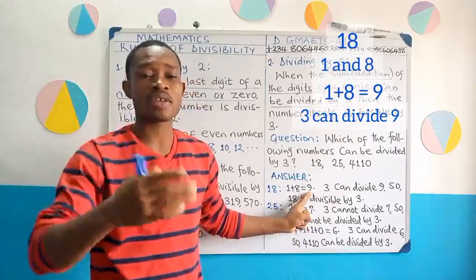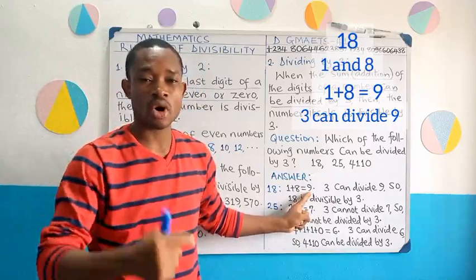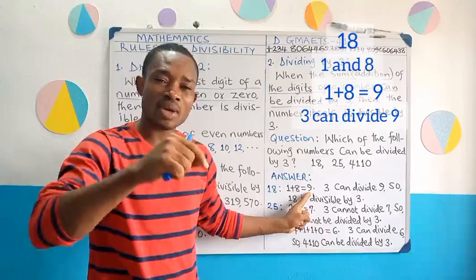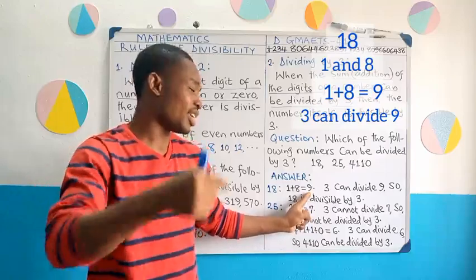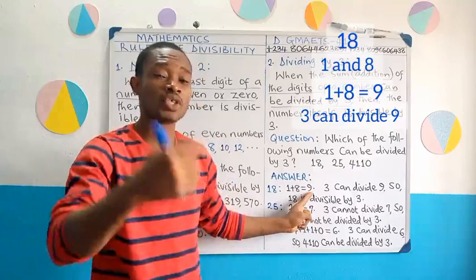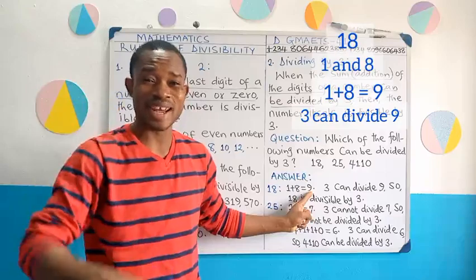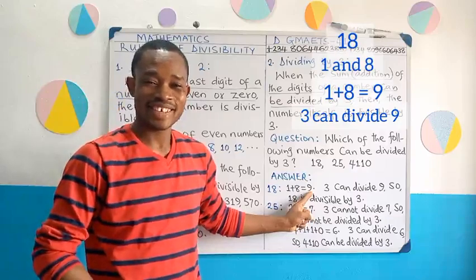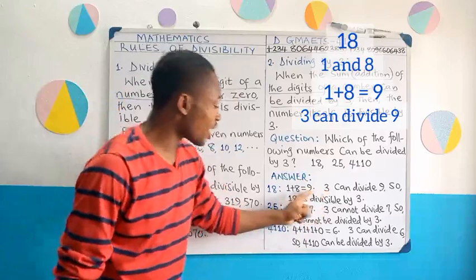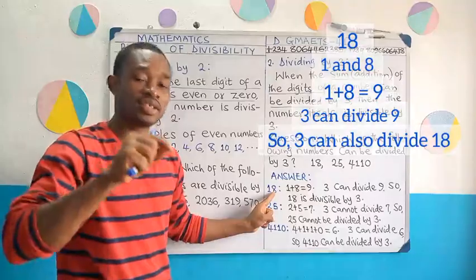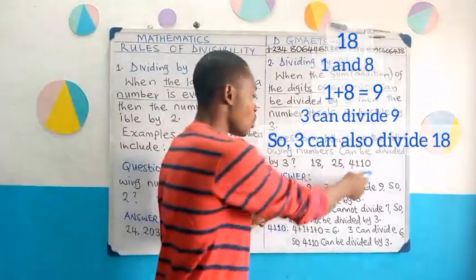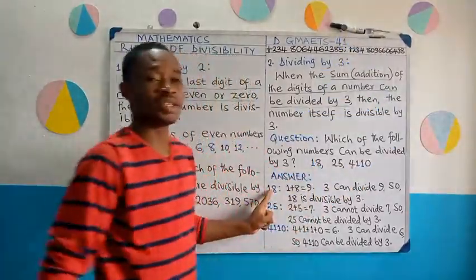Remember in our previous class, I already taught you factors and multiples, okay? 9 is a multiple of 3. It means that 3 is a factor of 9. Therefore, 3 can divide 9 without remainder. If you go to 3 times 3, you notice 3 times 3 will give you 9. So, since we know that 3 can divide 9, it means that 3 can also divide 18. So here, one of the numbers that 3 can divide, 18 is accepted.